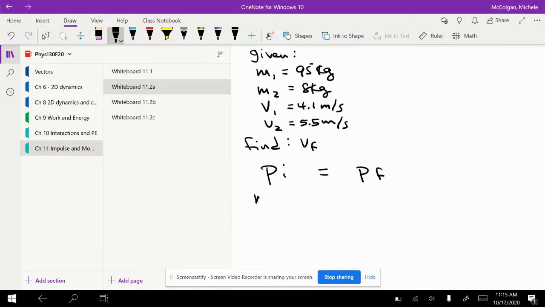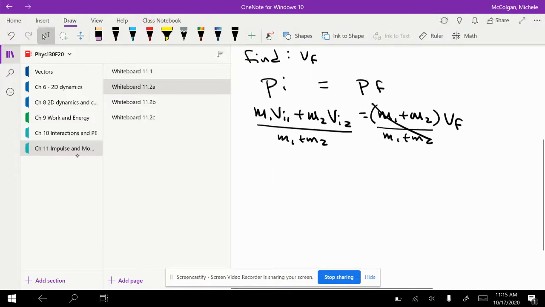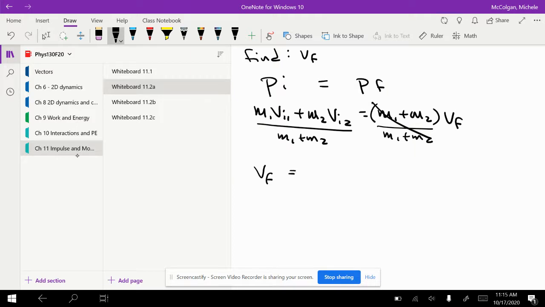Okay, so I'm going to have M1 V initial 1 plus M2 V initial 2 is equal to mass 1 plus mass 2 times V final. I need to keep both of the terms because they're both running. And so I'm going to divide both sides by M1 plus M2. This cancels, and so I can solve for V final. And I can just plug in my values.